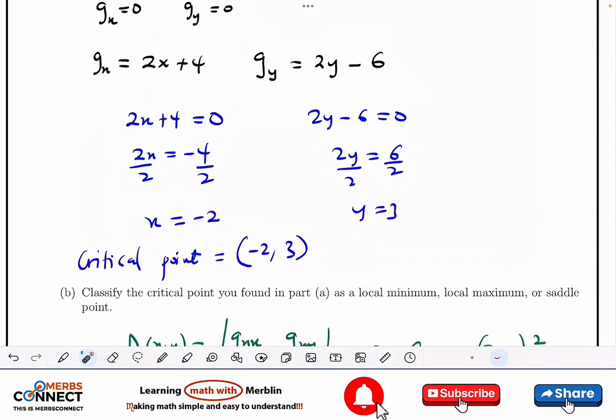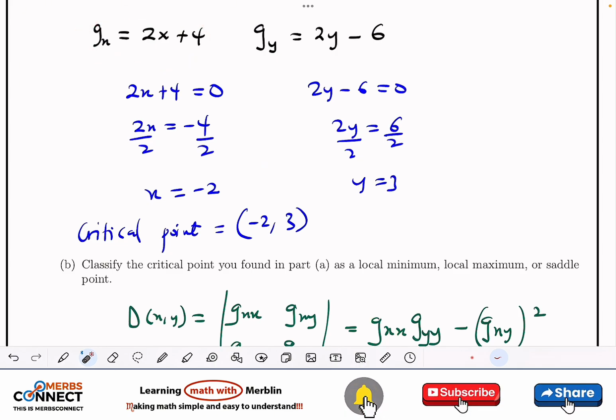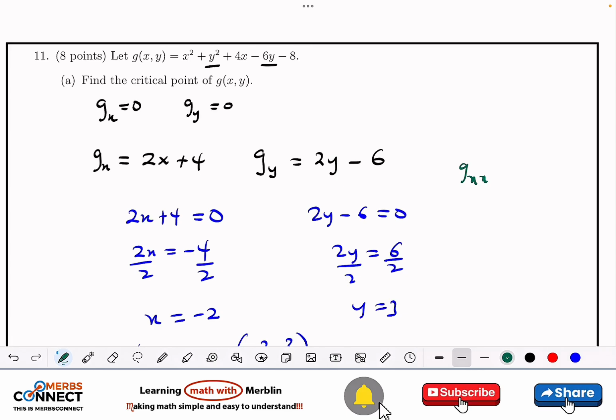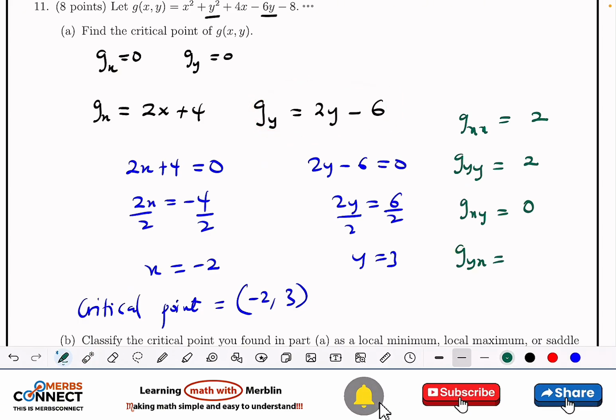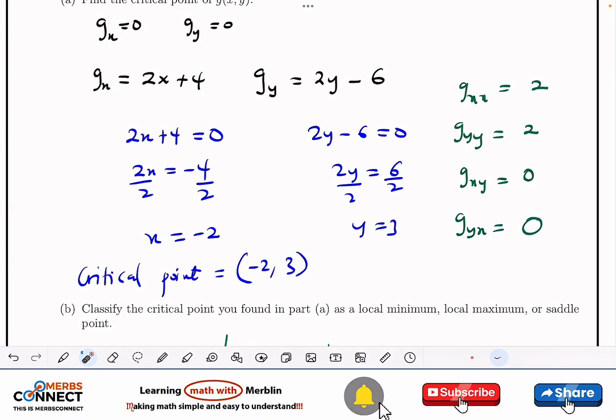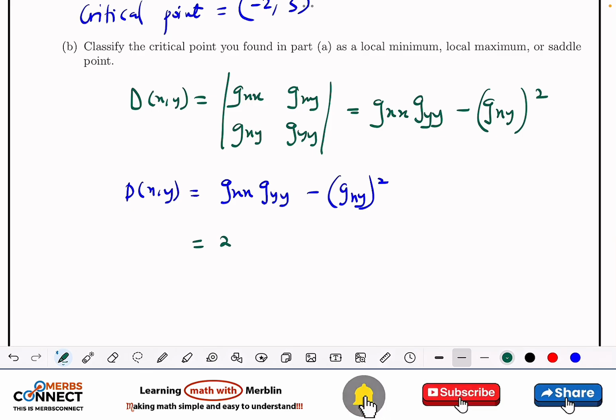So let's do that. g_x was this. So what will be g_xx? We need to differentiate this with respect to x, and we are going to get 2. For g_yy, we differentiate this with respect to y, and that one is also 2. Now we differentiate this with respect to y, so g_xy: there's no y, so this will be 0. Let us confirm from this side too. g_yx, when I differentiate this with respect to x, I get 0. So you see that this and this are the same. So it means that D is 2 times 2 minus 0 squared, which is 4 minus 0, and this is 4. So this is D of x, y.